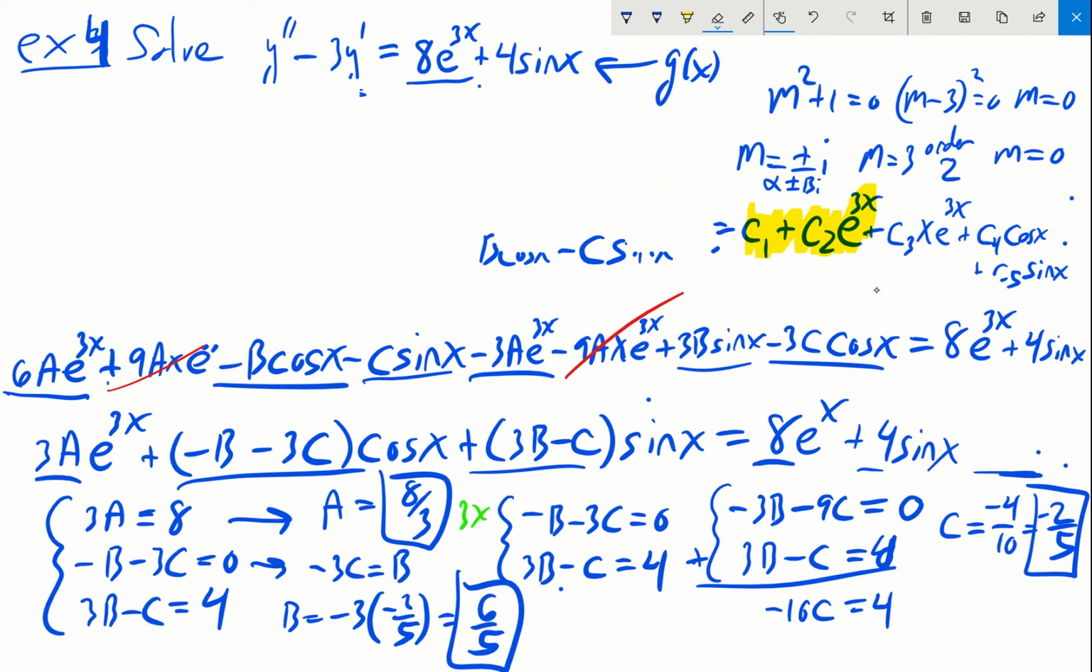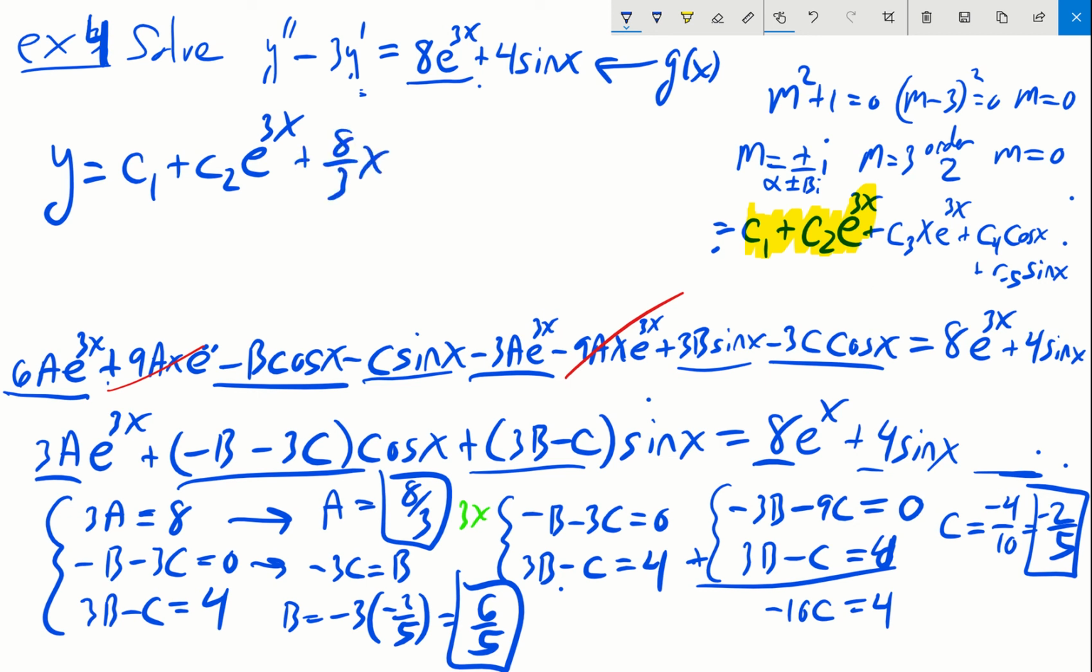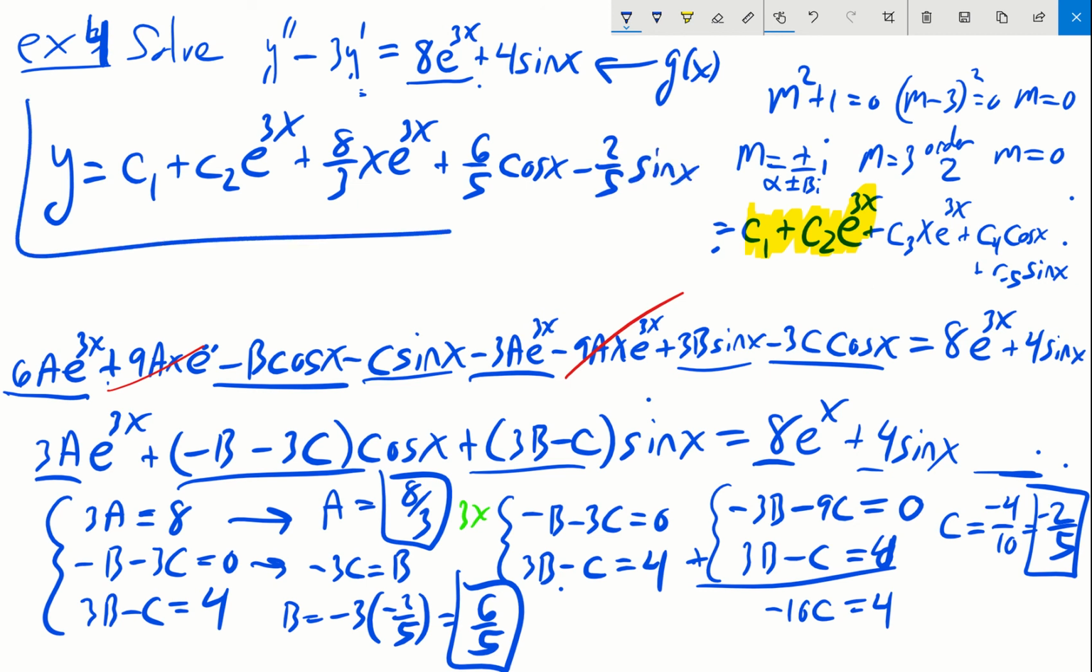So remember, the general solution is the complementary solution plus a particular solution. We said that the complementary part was the stuff that's in yellow. That was c1 plus c2 e to the 3x. Plus, we were calling it A previously, the coefficient of the x e to the 3x term. That was 8/3 x e to the 3x. The B was the coefficient of the cosine term. So that's going to be plus 6/5 cosine of x. And then the C was the coefficient of the sine term. So that's negative 2/5 sine of x. And so that gives us our general solution to this differential equation.